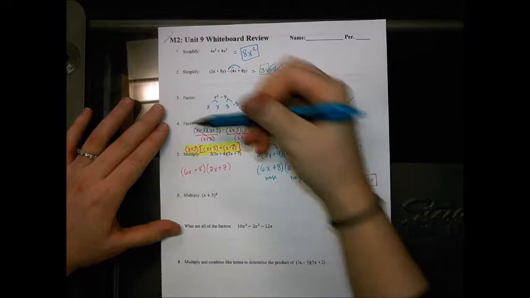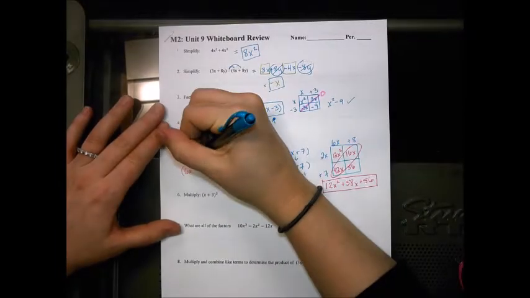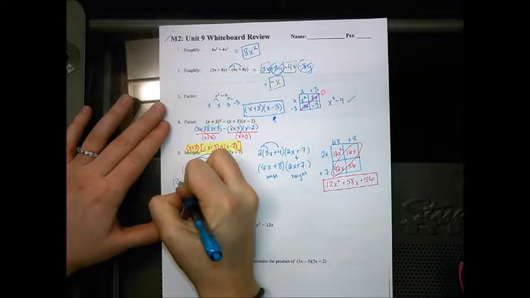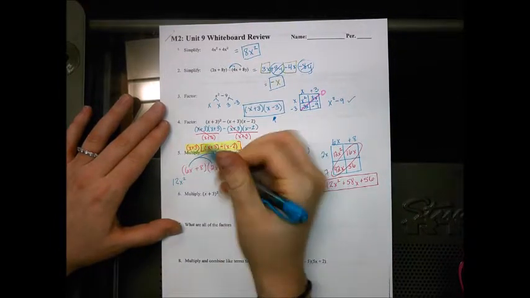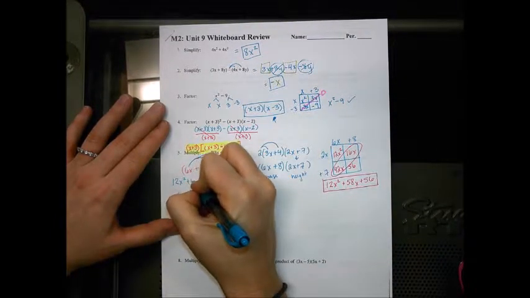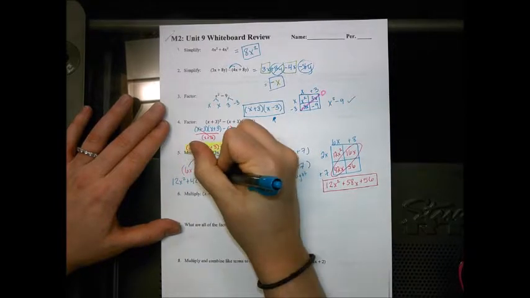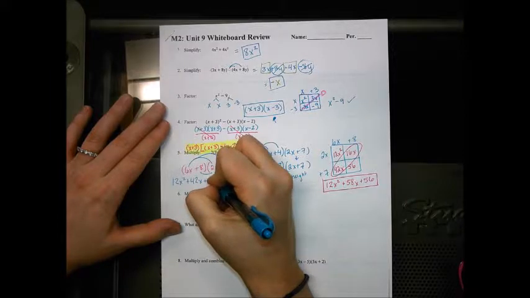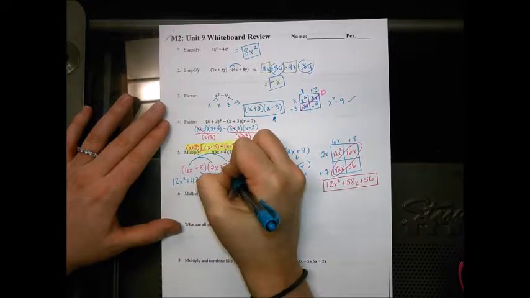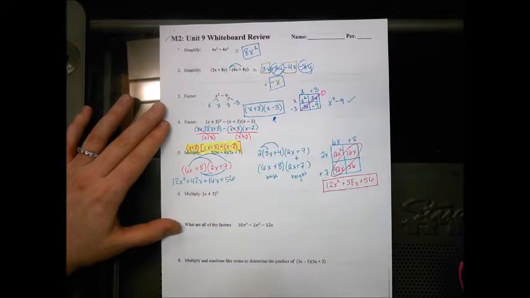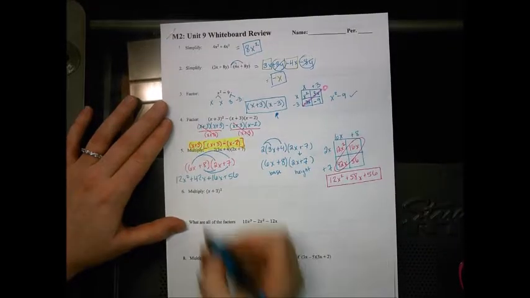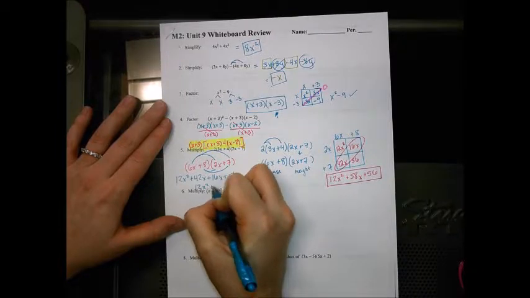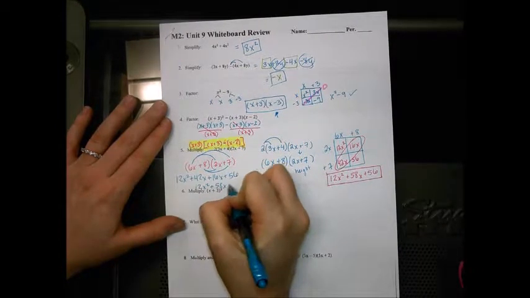You would distribute the 6 to each of these terms. So distribute the 6, and we get 12x squared. 6 times 7 is 42x. Distribute the 8 to each term, and you get 16x and 56. And then you can combine like terms to get 12x squared plus 58x plus 56.